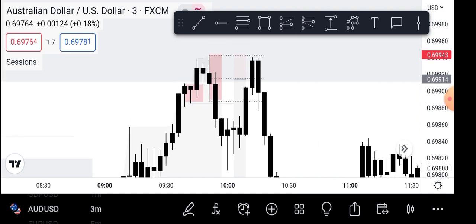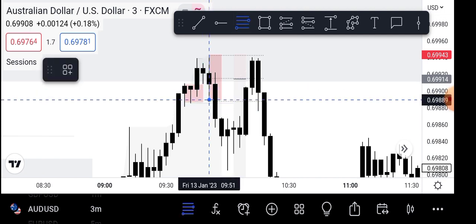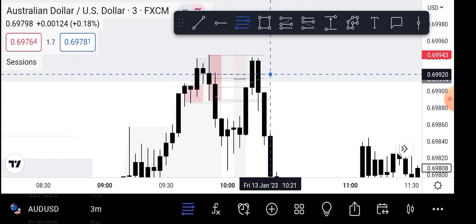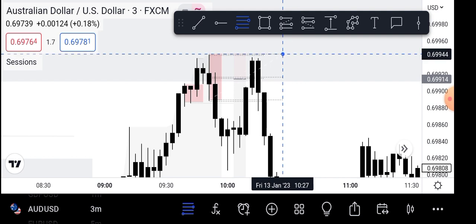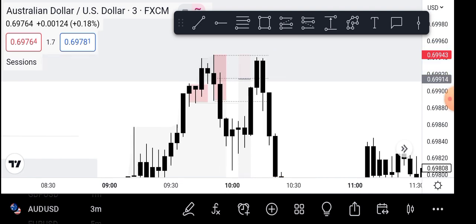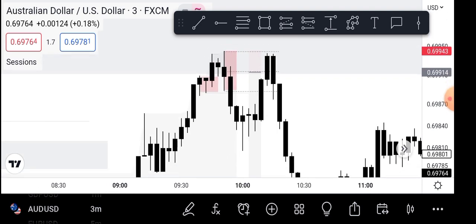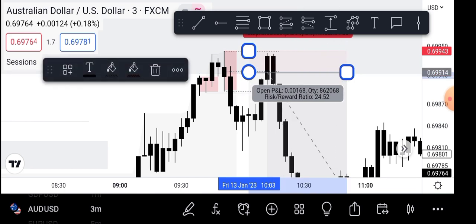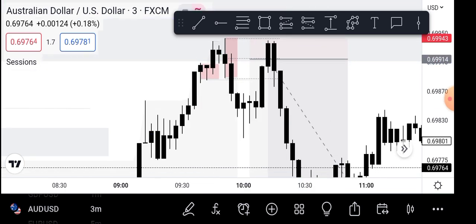Instead of using the 1 minute, I just used the 3 minutes. I took a Fibonacci and just took it like that. I took the mid, the 50%. So that was the trade. I took the 50%.